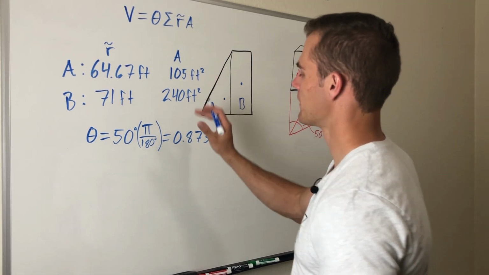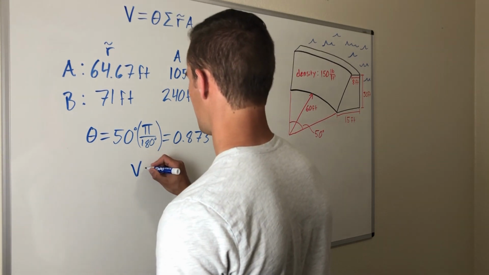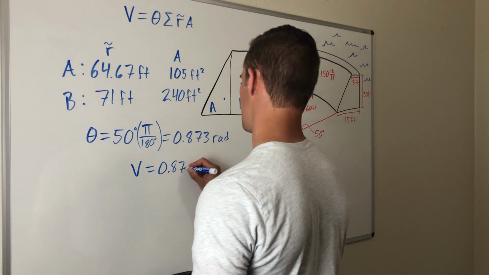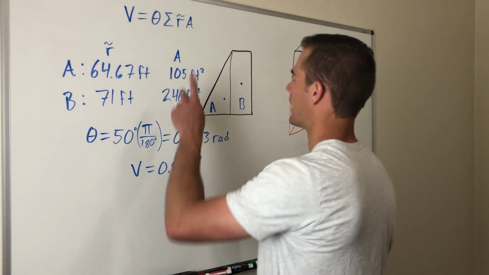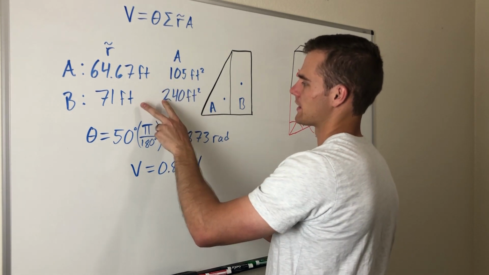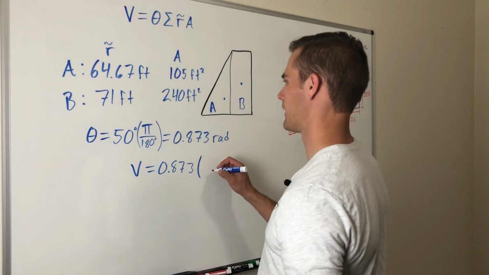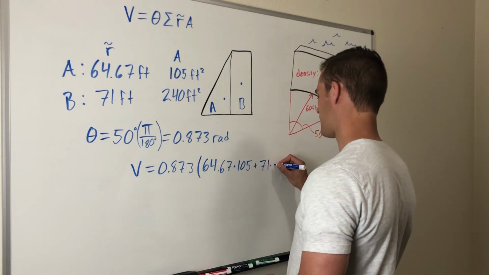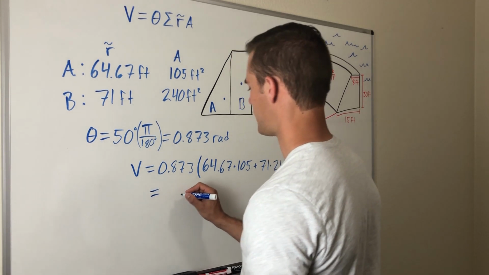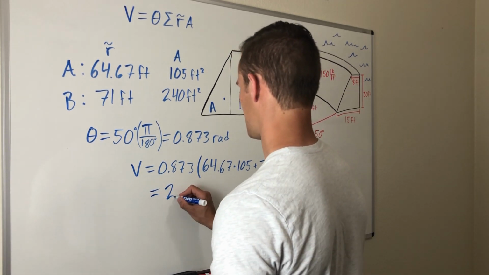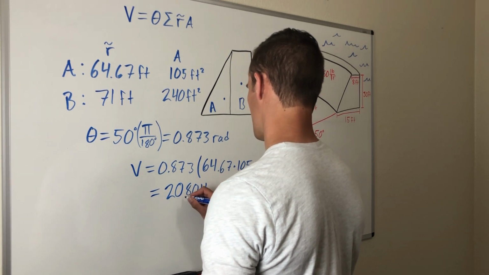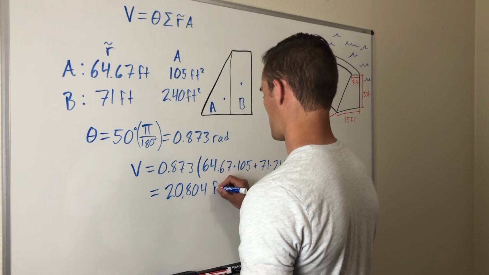So now we have all of the information we need to find the volume. So that is 0.873 multiplied by the sum of this multiplied by this and this multiplied by this, and that's what I'm going to write right here. And so we plug this into our calculator and we get that the volume of this is 20,804 cubic feet.